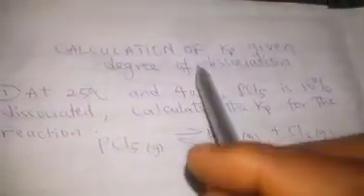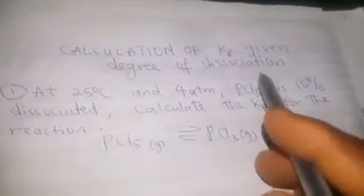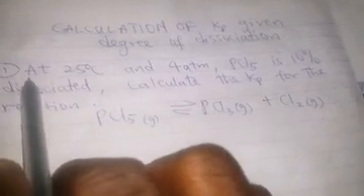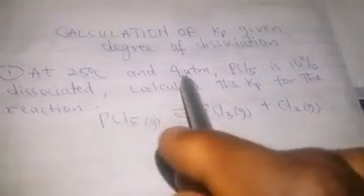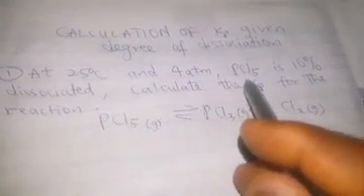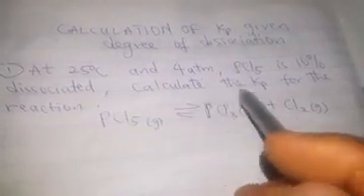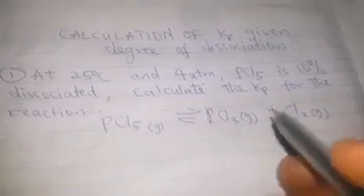Okay, so that moves us to the next thing. We are going to look at calculation of Kp given degree of dissociation. At 25 degrees Celsius and 4 atmosphere, PCl5 is 10% dissociated. Calculate the Kp for the reaction.